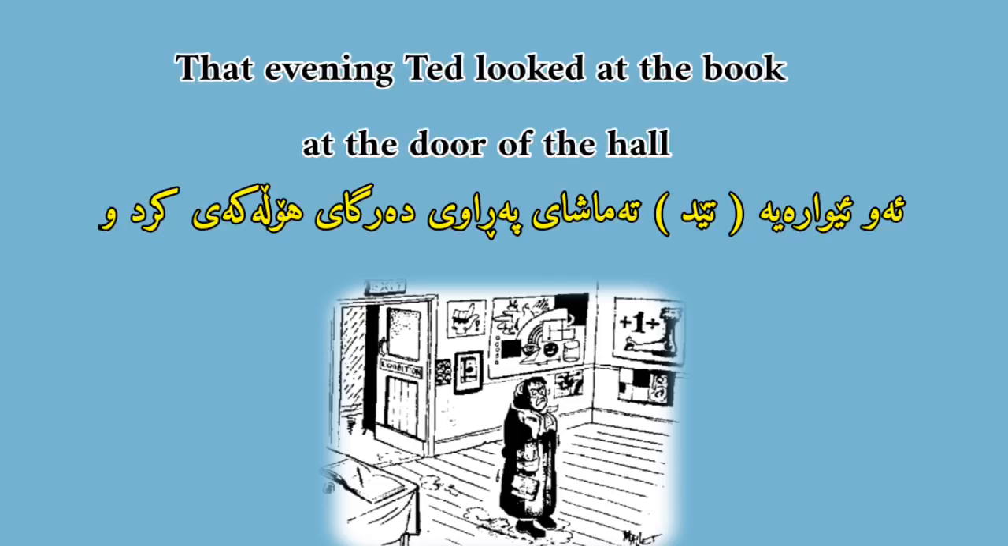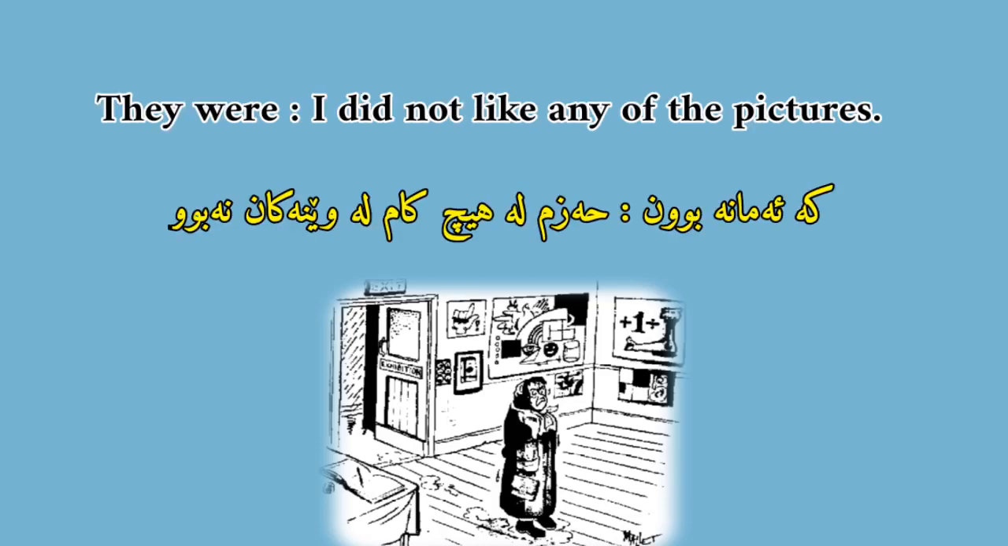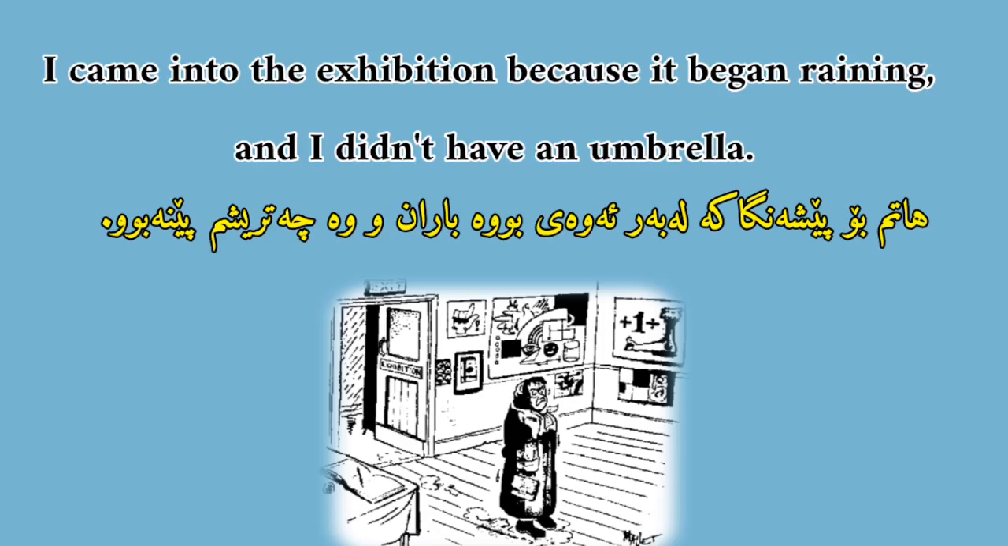That evening, Ted looked at the book at the door of the hall and read one lady's answers to his 2 questions. They were, "I did not like any of the pictures. I came into the exhibition because it began raining and I didn't have an umbrella."